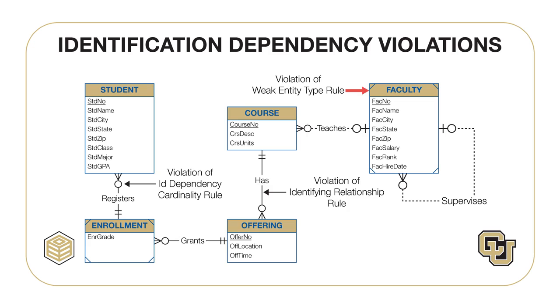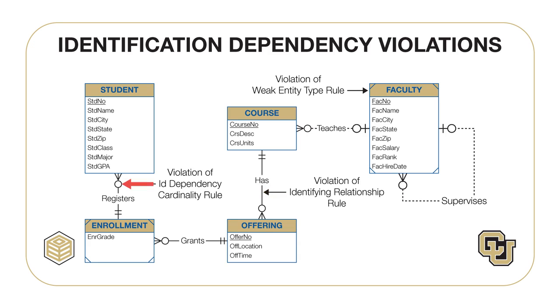The faculty entity type violates the weak entity type rule, as it is a weak entity type, but it is not involved in any identifying relationship. The has relationship violates the identifying relationship rule, as it does not connect a weak entity type. Both offering and course are regular entity types.